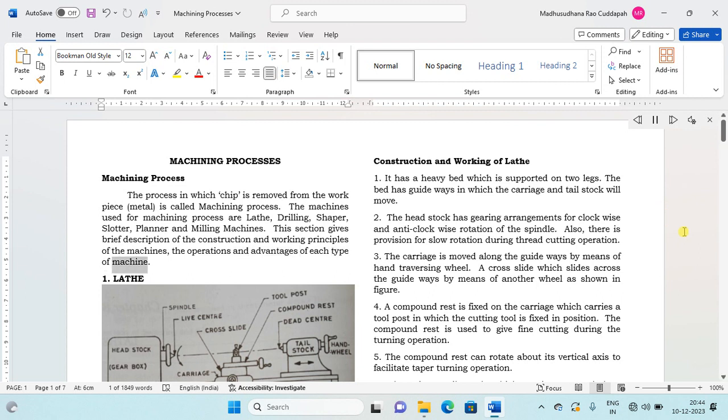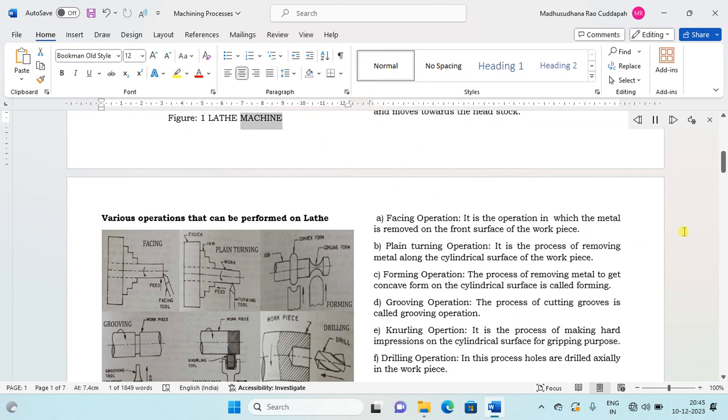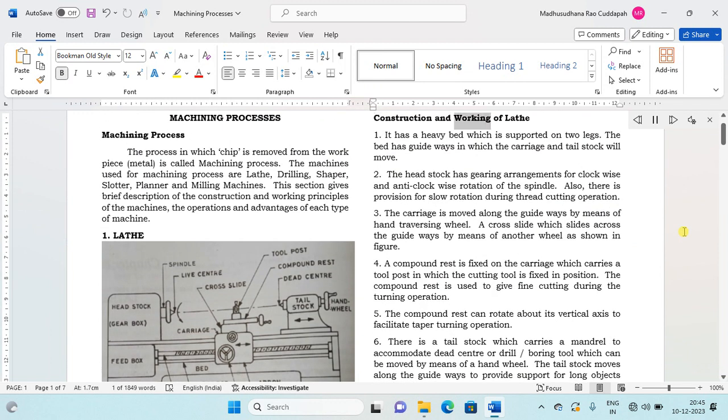type of machine. 1. Lathe. Figure 1. Lathe machine. Construction and working of lathe. 1. It has a heavy bed which is supported on 2 legs. The bed has guideways in which the carriage and tailstock will move. 2. The headstock has gearing arrangements for clockwise and anti-clockwise rotation of the spindle. Also, there is provision for slow rotation during thread cutting operation.